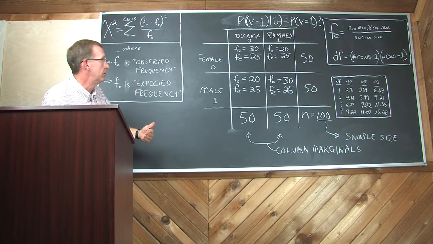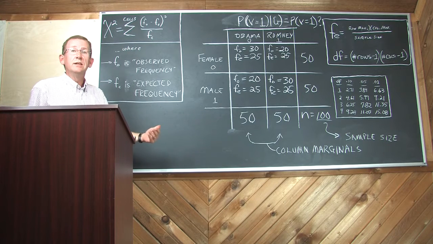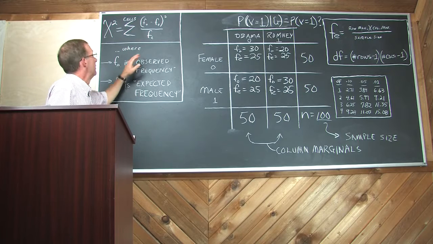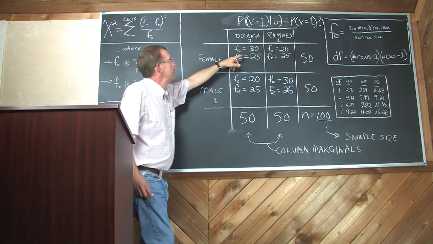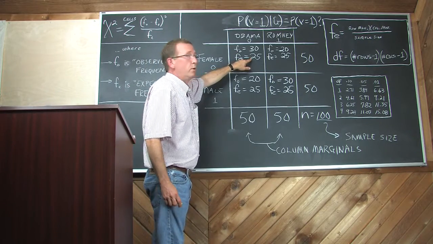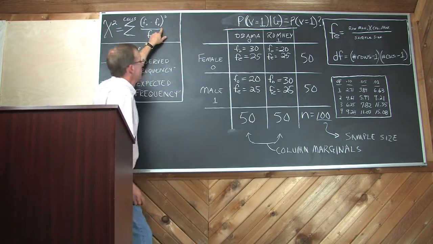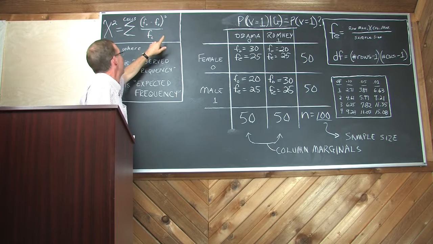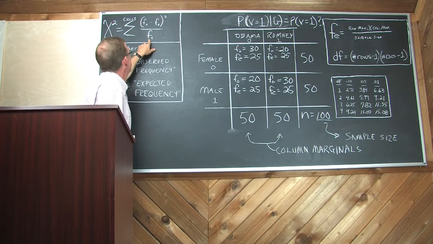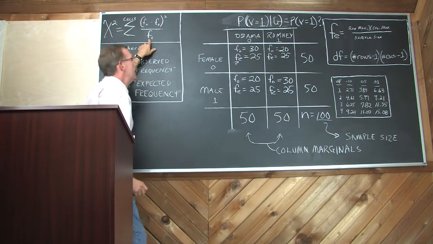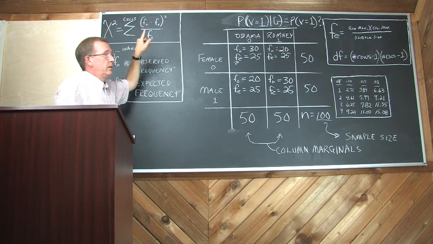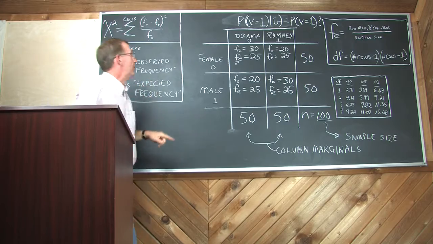The next video will show a more realistic example where things aren't equal. This one's very easy to do. So FO minus FE, 30 minus 25 is 5. That's squared. 5 squared is 25, divided by the expected frequency, which is 25. 25 divided by 25 is 1.